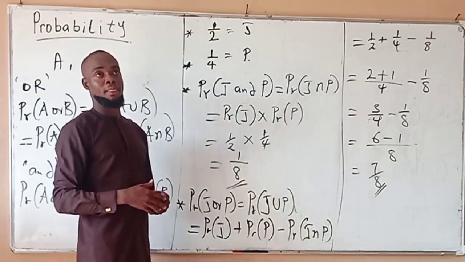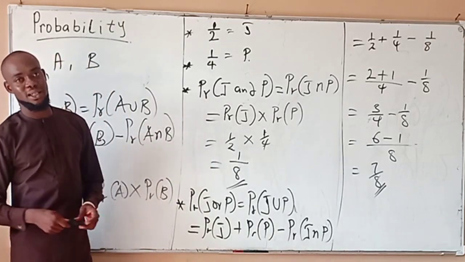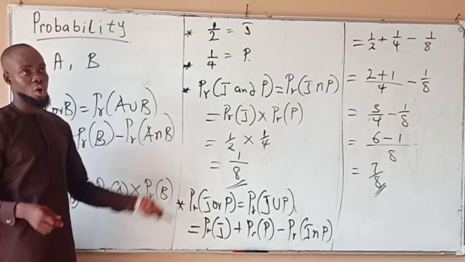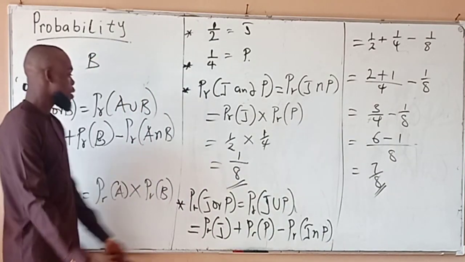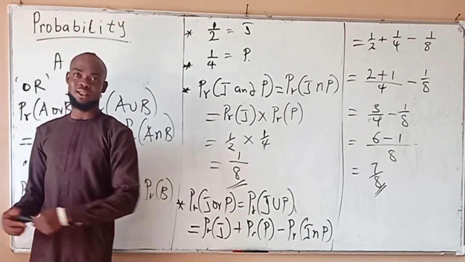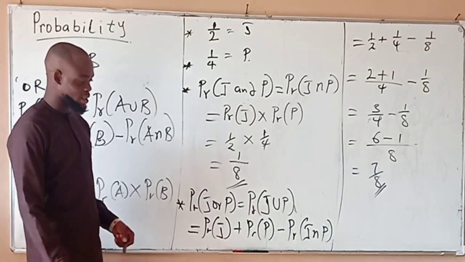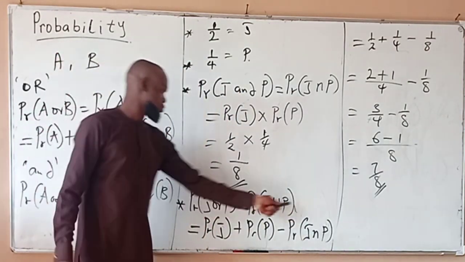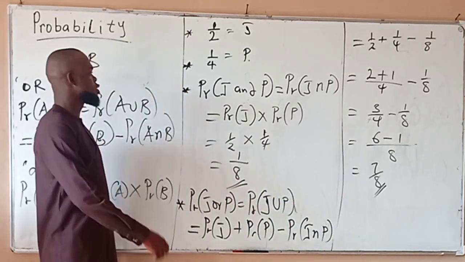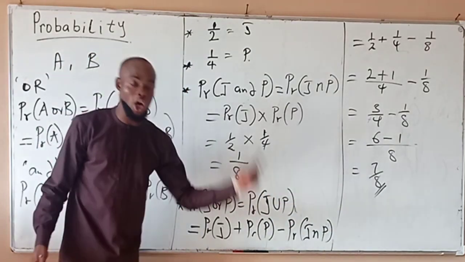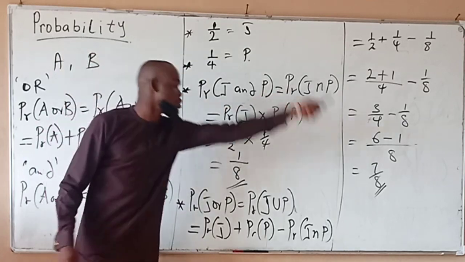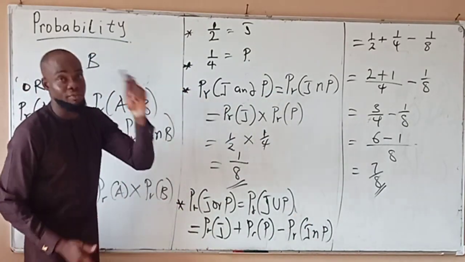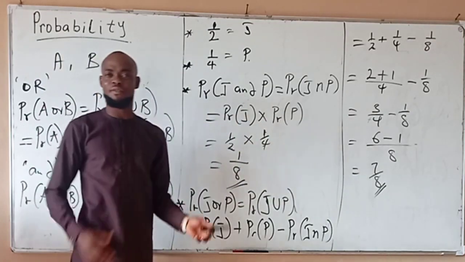It's very high that one of them will attend class. The probability of one of them attending the class is either John or Peter. They can also ask you, what is the probability of one of them attending the class, either John will attend or Peter will attend. Or what is the probability of both of them, John and Peter. Both means this and this attending. One of them means this or this.